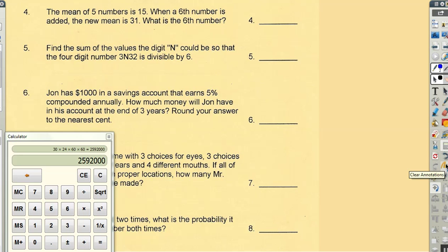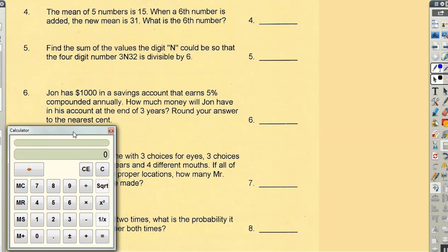John has $1,000 in a savings account that earns 6% compounded annually. That means at the end of every year, he has 5% added on to his original value. How much money will John have in his account at the end of 3 years? Round your answer to the nearest cent. Wow. There's going to be some discrepancy here, but hopefully not. But here we go.